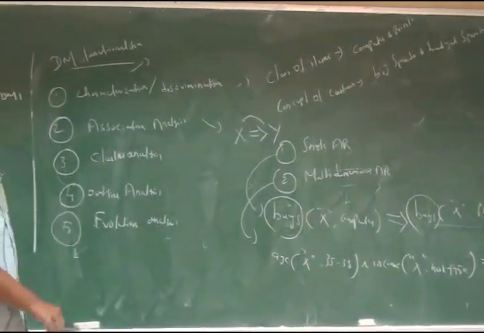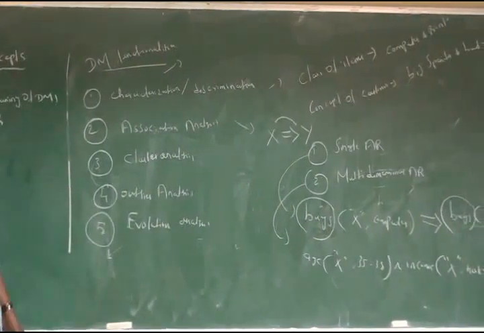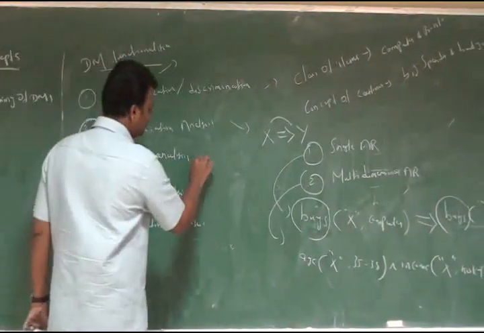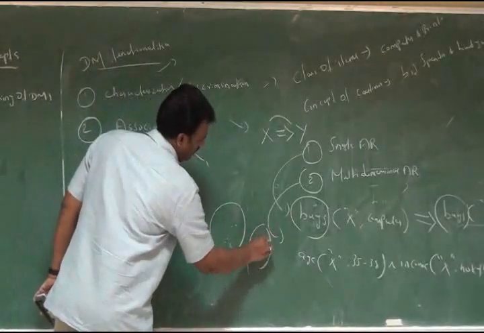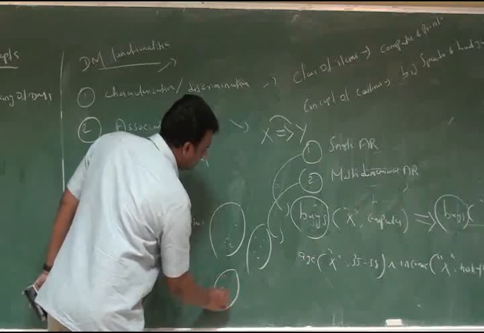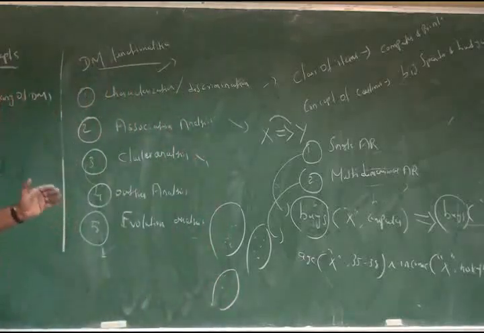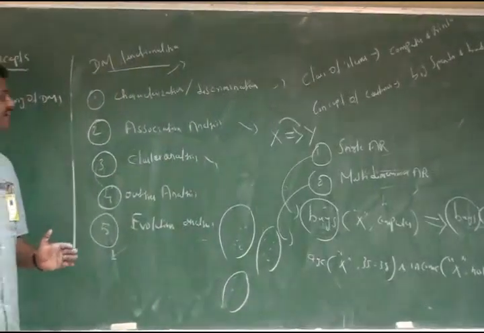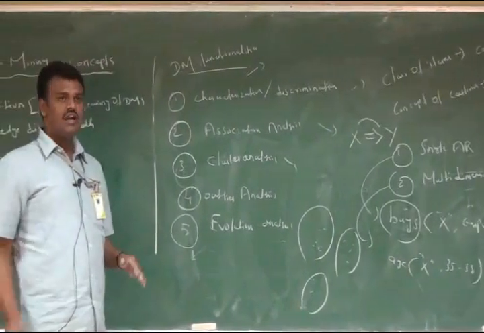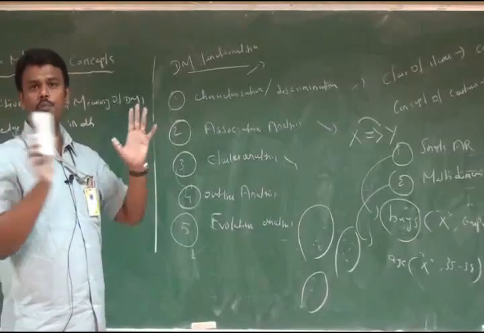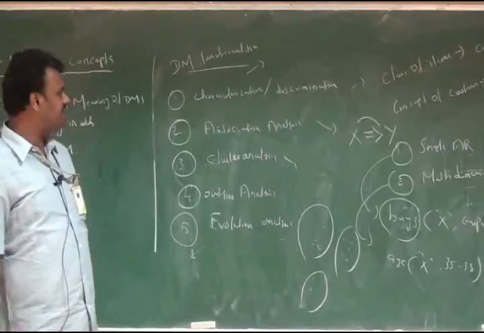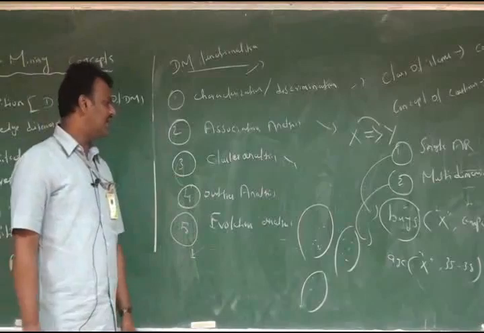The next one is called cluster analysis. What do you mean by cluster analysis? The similar objects are grouped together based on some interestingness measure. What is a cluster? The similar objects are grouped together based on some interestingness measure. That is the cluster analysis.